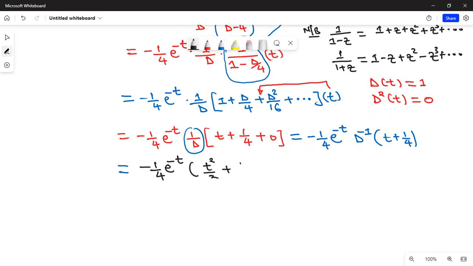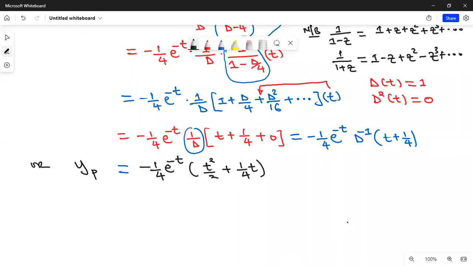Then the other one is plus 1 over 4t. Don't write the constant of integration. And so this is our particular integral. So you can say that our particular integral yp is equal to -1 over 4 exponential -t, then this t squared over 2 plus 1 over 4t. And so the general solution will be the sum of the complementary function and the particular integral.